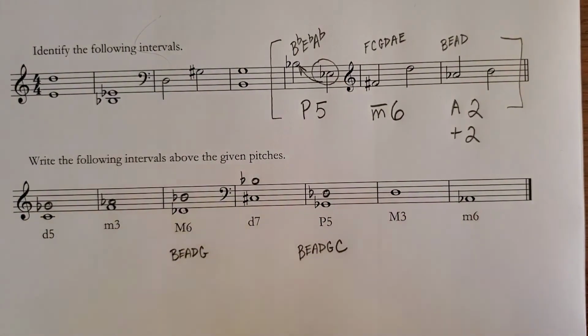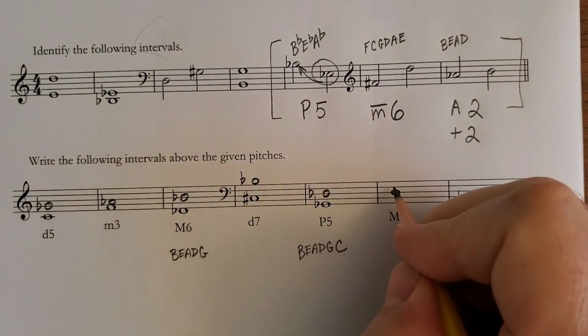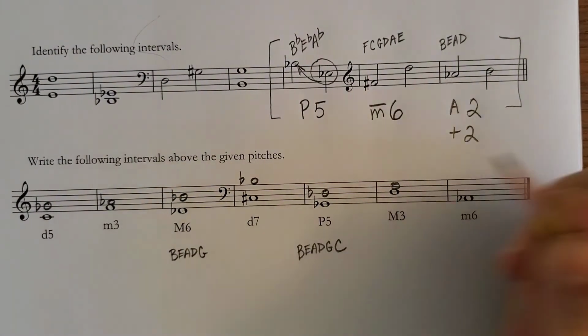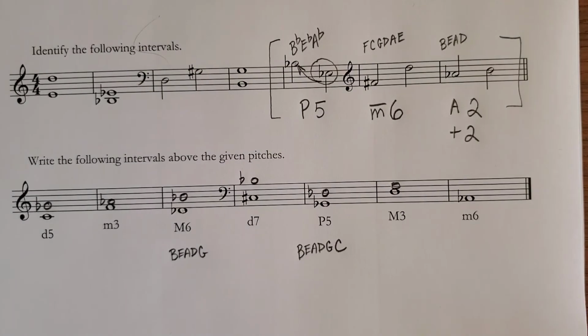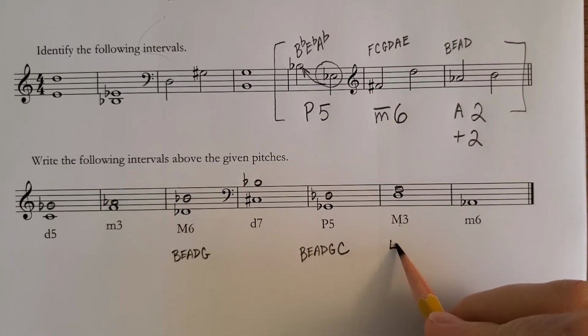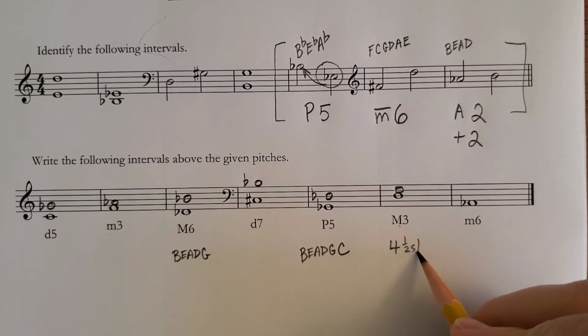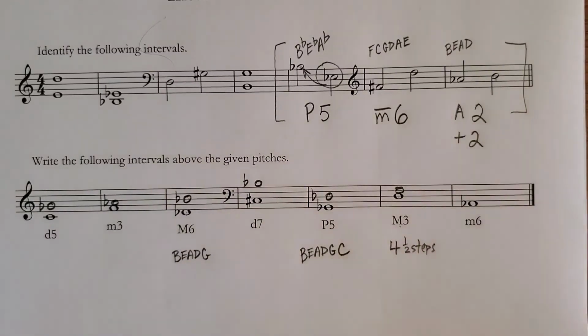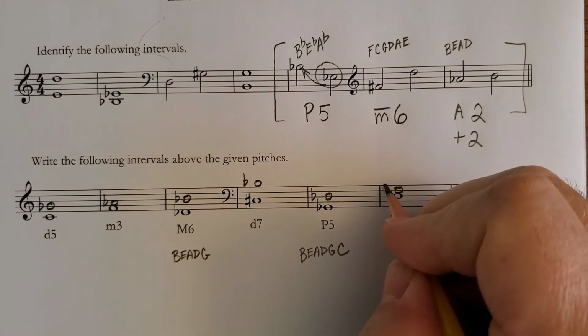Okay, D given, major third above. Begin by counting the letter names. So D, E, F. Third above D is going to be some kind of F. For this one, I'm going to count half steps. You might remember that a major third has 4 half steps. All right, D to the E flat key is 1, to E is 2, to F is 3, and to F sharp would be 4 half steps.